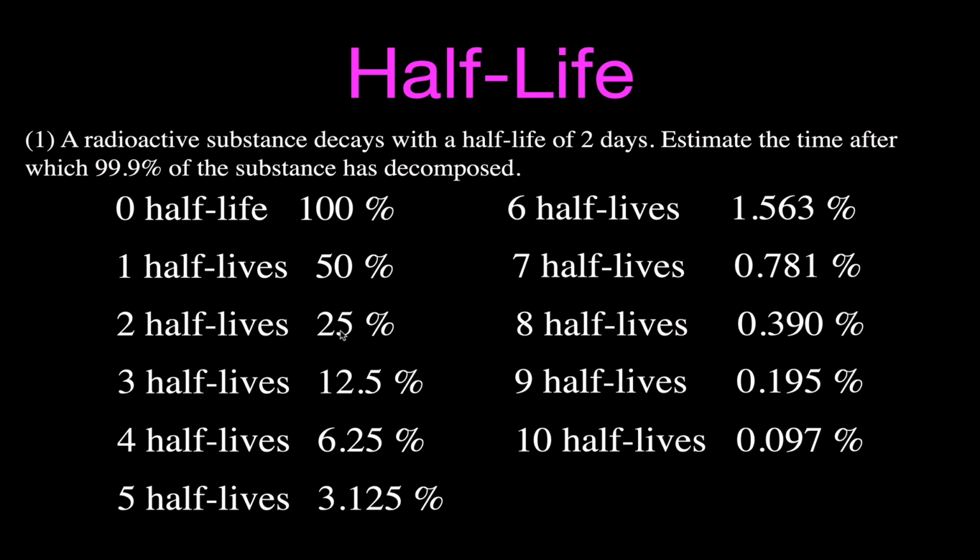So if we want to have 99.9% of our material decayed, so we only have 0.1% left, it has to undergo 10 half-lives, and the half-life in this example is 2 days, so it would take, in this case, 20 days. Okay, it's basically 20 days, or you can think of it as 10 half-lives, depending on how long the half-life is. Okay, that's number 1.